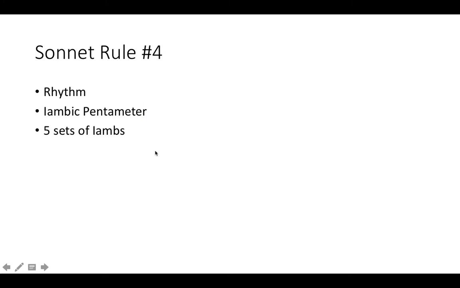The fourth rule of sonnets is the trickiest. It has to do with the rhythm. When you think about rhythm, you think about the syllables and how they're used. Shakespeare used certain words to get a certain beat, just like a song uses. The rhythm used in a sonnet is called iambic pentameter. I know it looks like lambic, but it's a capital I. Iambic pentameter means, penta means 5. There are 5 sets of iambs, not lambs, but iambs, that's a capital I there.